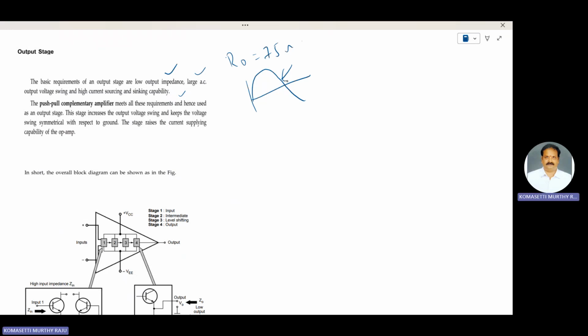The push-pull complementary amplifier meets all these requirements and hence is used as the output stage. All these requirements mean low output impedance, large AC output voltage swing, and high current sourcing and sinking capability. This stage increases the output voltage swing and keeps the voltage swing symmetrical with respect to ground. The stage raises the current supplying capability of the op-amp.